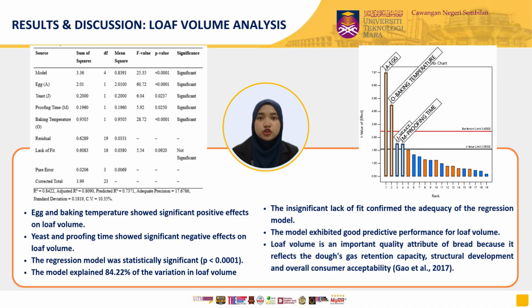The Pareto chart showed that four parameters significantly influenced the loaf volume. Egg and baking temperature showed positive effects, meaning increasing these parameters tended to increase the loaf volume. The reason is that eggs contribute protein, which strengthens the bread structure and improves gas retention, while an appropriate baking temperature promotes oven spring before the crumb structure sets.